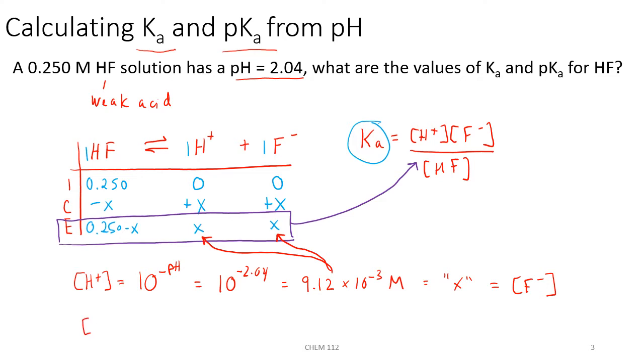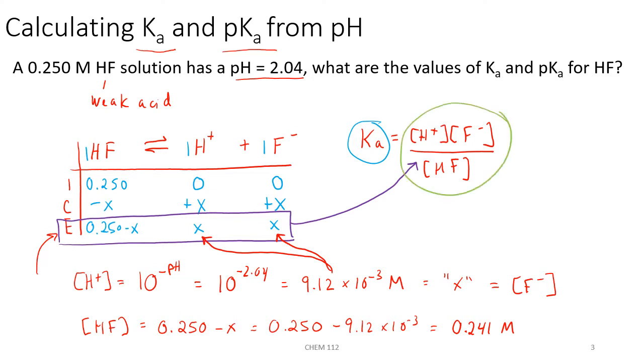We could solve for our hydrofluoric acid concentration, HF, by taking, according to the equilibrium line, 0.250 minus X. So that'll be 0.250 minus 9.12 times 10 to the negative third. So our HF concentration comes out to being 0.241 molar. So now we know everything on that equilibrium line, and we have all the concentrations that we can substitute into the right-hand side of our equilibrium expression to actually solve for the unknown acid ionization constant.